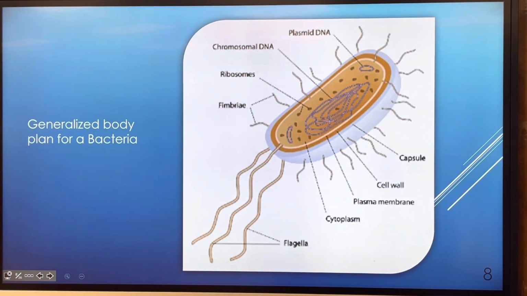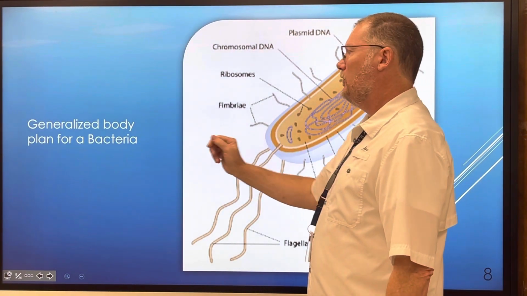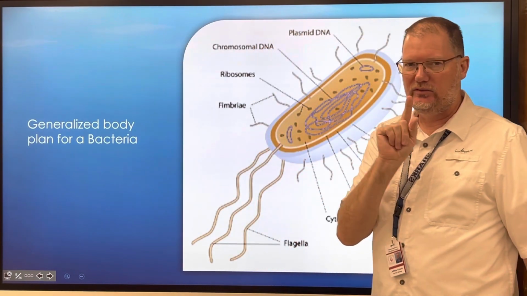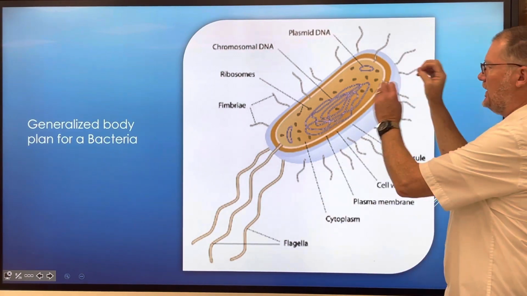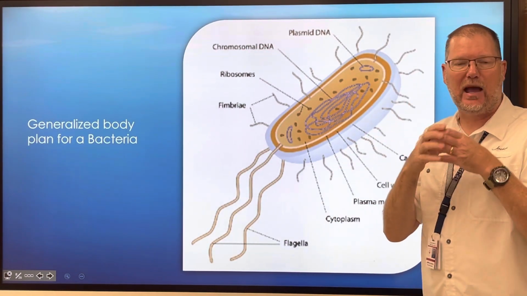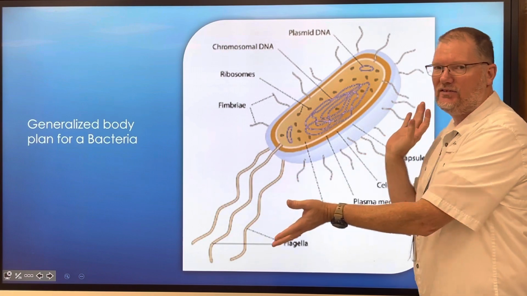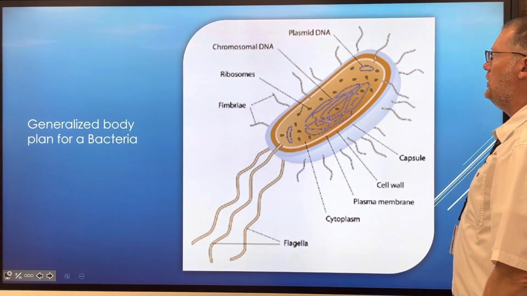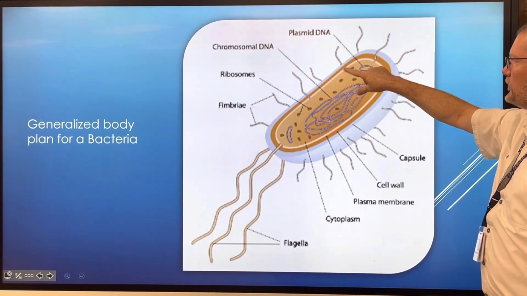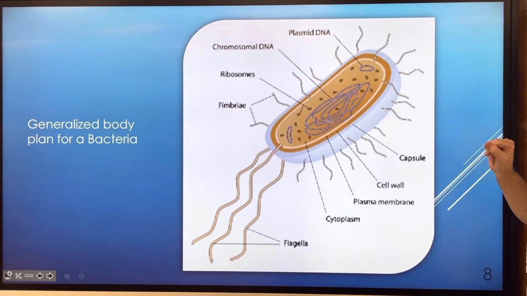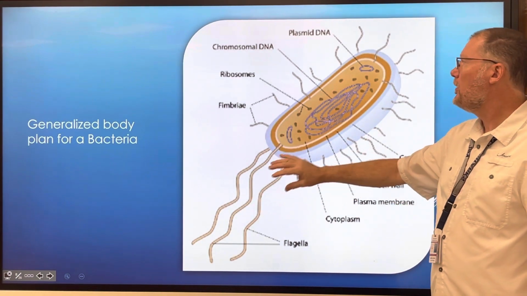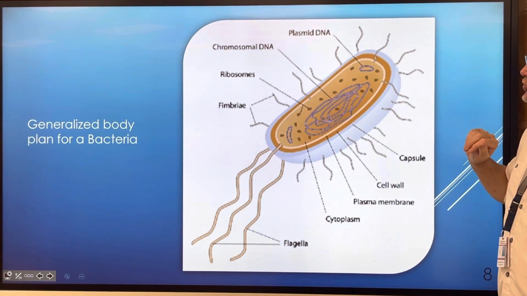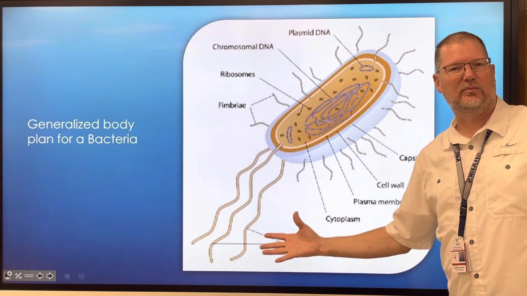Generalized body plan for bacteria, because bacteria is plural, a bacterium, singular. So their DNA is not enclosed in a nucleus. It's not encapsulated. It's just in the cytoplasm, inside the cell wall. They have a cell wall, that's important to know, just like plants. And they also have a cell membrane. Okay? They don't have to have flagella. That's only in some species.